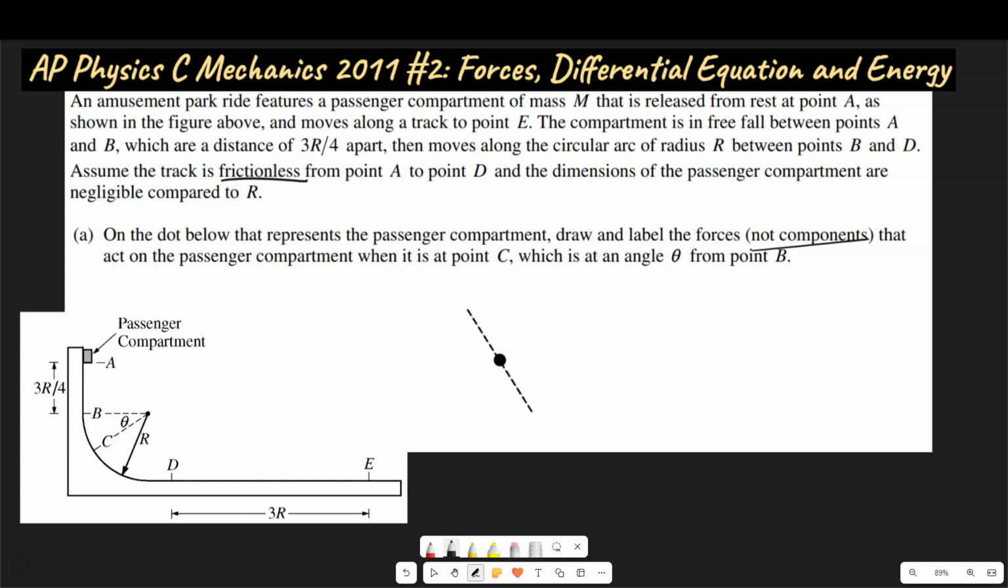But if you take a look at position C, so this is what they're talking about for right here. If you think about the forces, remember you're going to have a normal force. That normal force is going to be perpendicular to the surface. And of course we also have gravity as well. So that's going to be our Fg over here. And that's it. Those are our two forces. So let's move on and take a look at part B.